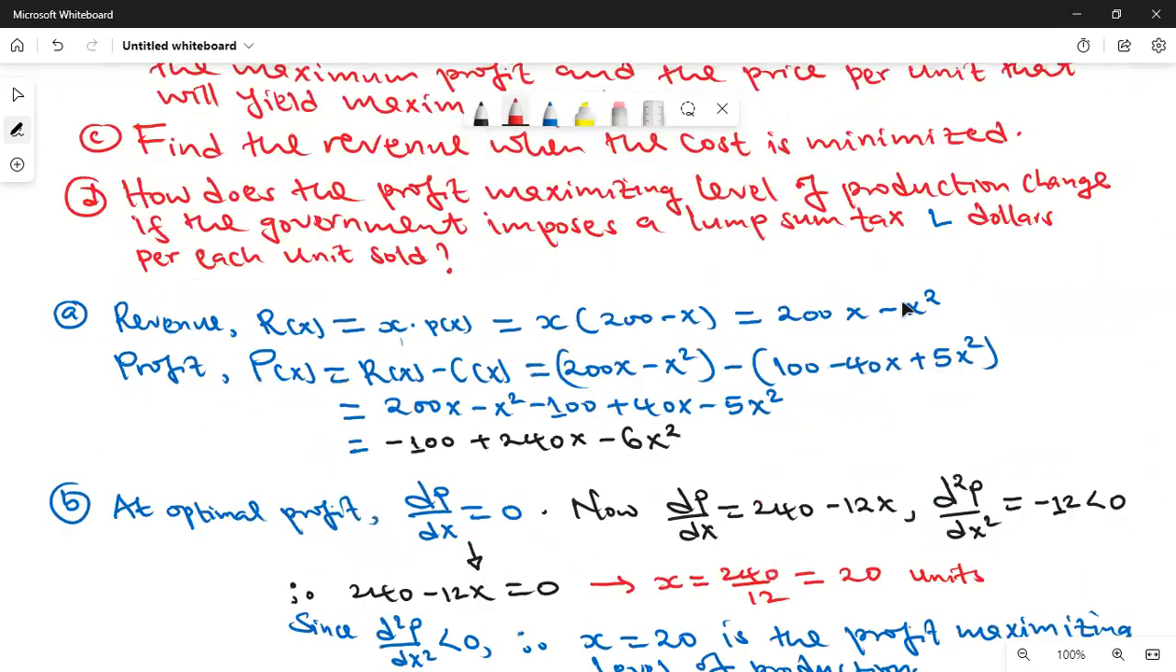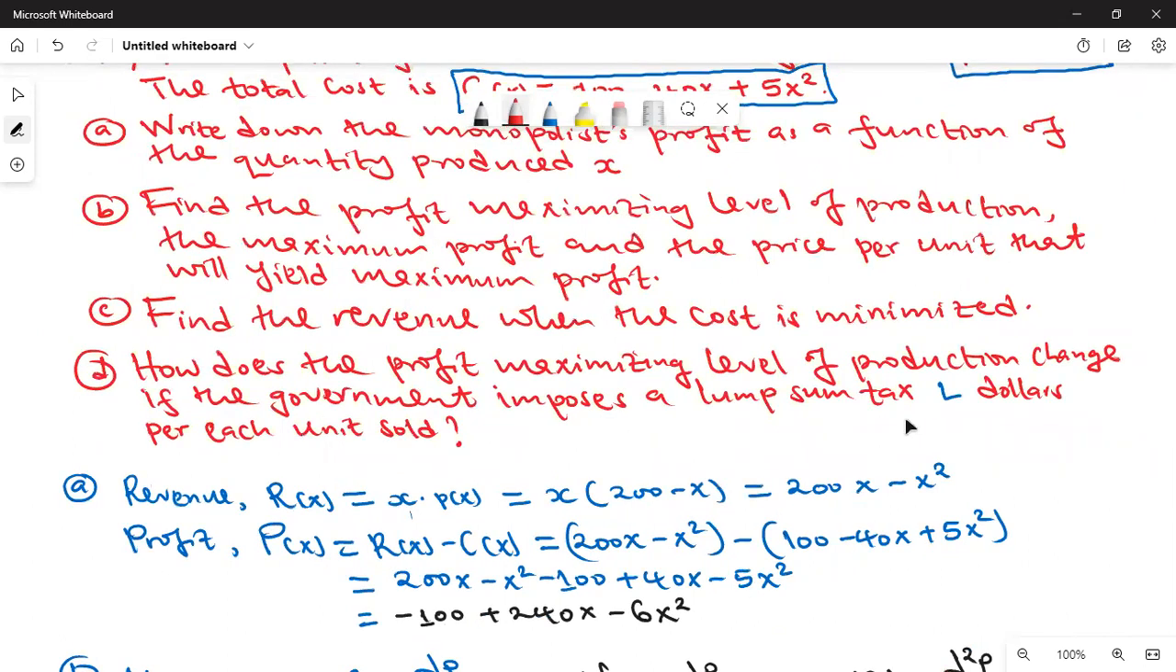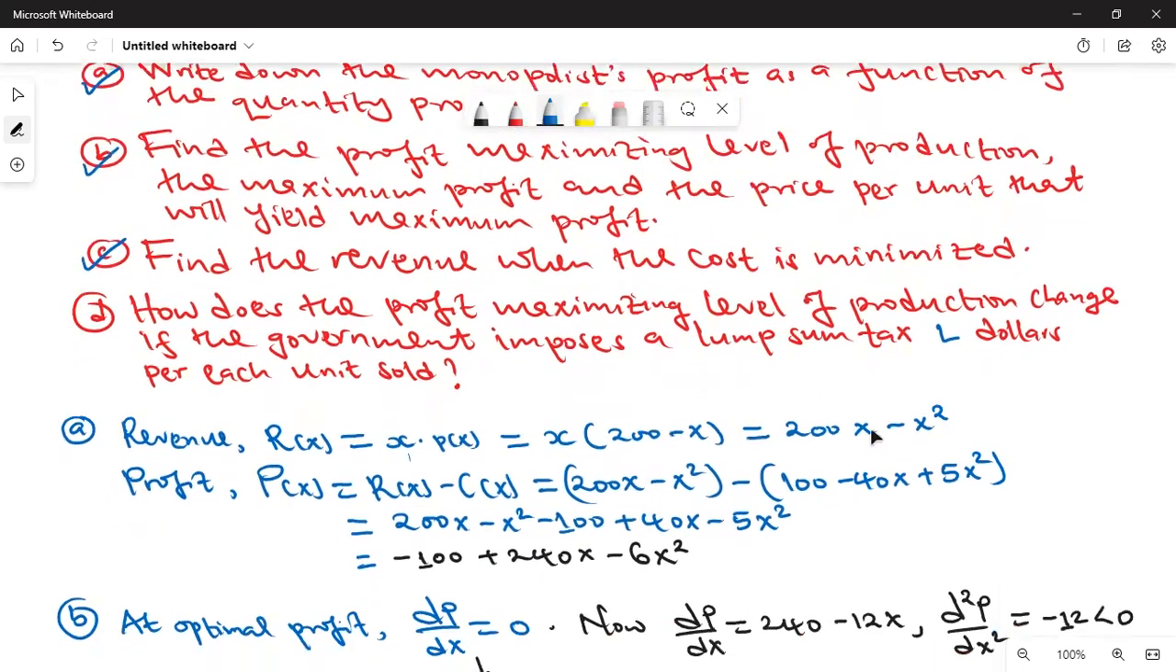Part D. What are we told? Remember, we have answered these 3 parts. Let me just tick. We have answered this, we have answered this, and also this. That's clear. Part D. How does the profit maximizing level of production change if the government imposes a lump sum tax L dollars per unit, per each unit sold?